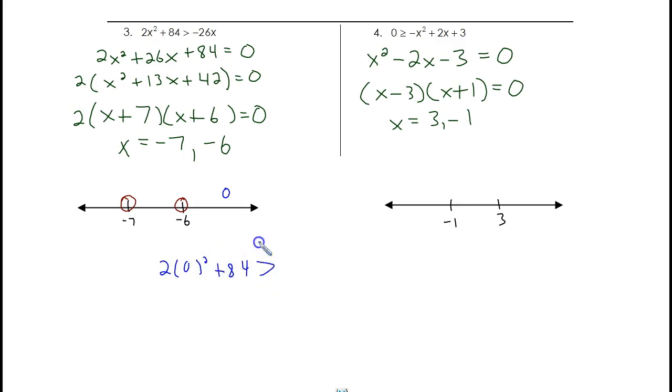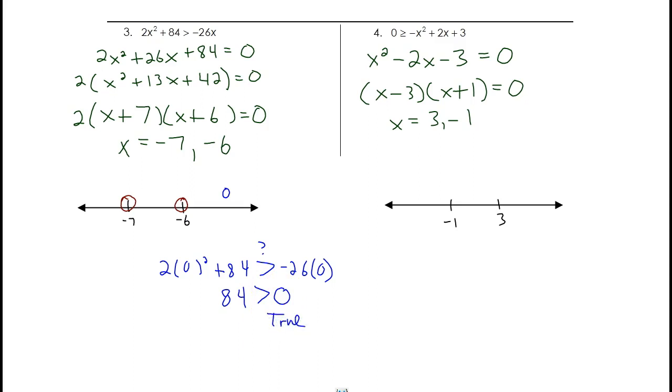And my question is, is it greater than -26 times 0? Well, I love using 0 because things cancel out quickly. 2 times 0 squared is 0. 0 plus 84 is 84. And then -26 times 0 is 0. And the question is, is 84 greater than 0? And the answer is yes. That is a true statement.